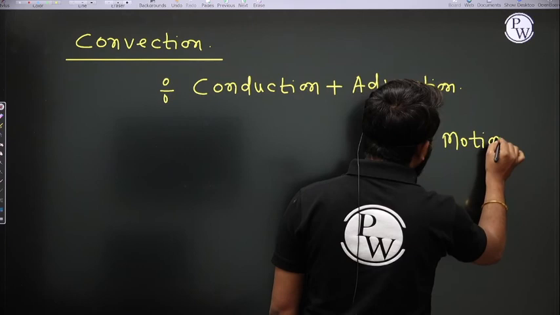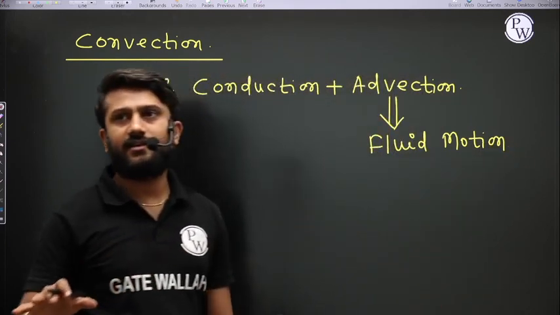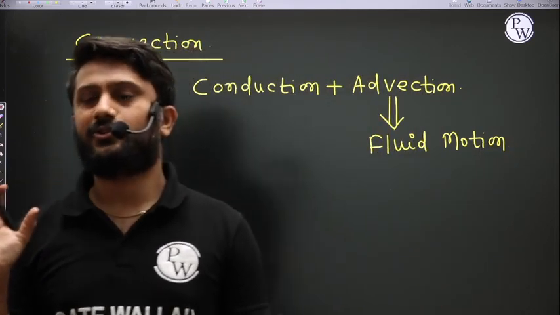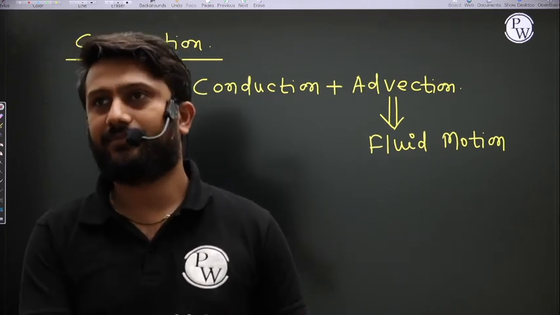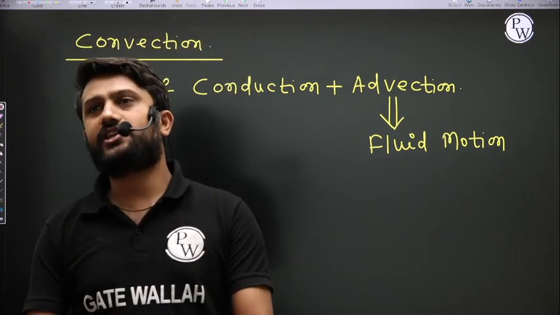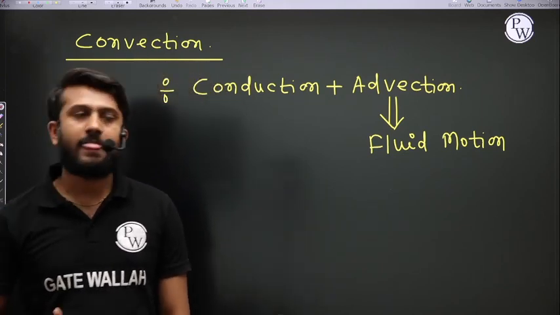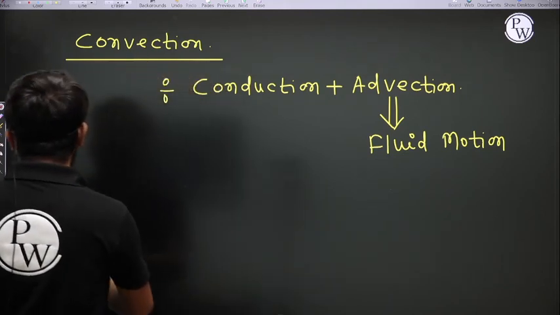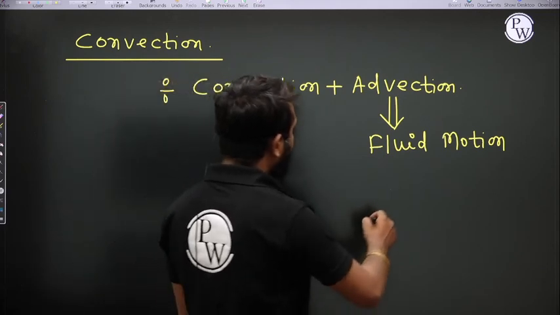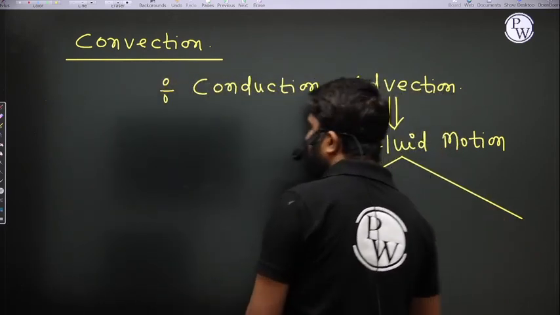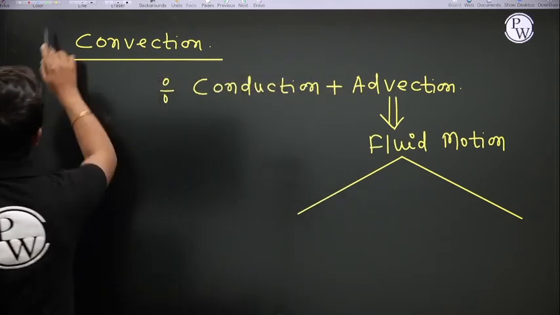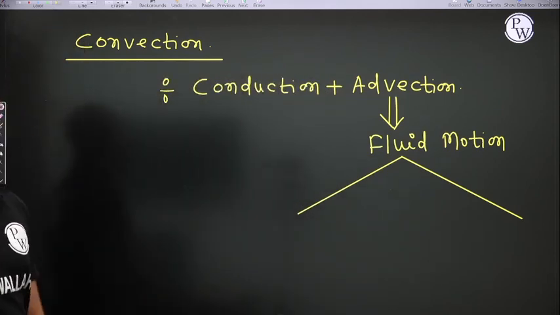If there is no advection, then there is only conduction. So again, if there is no advection, no convection; that is conduction then. Is it fine? So advection means fluid motion. Now this fluid motion is created, or induced, in two ways, right?